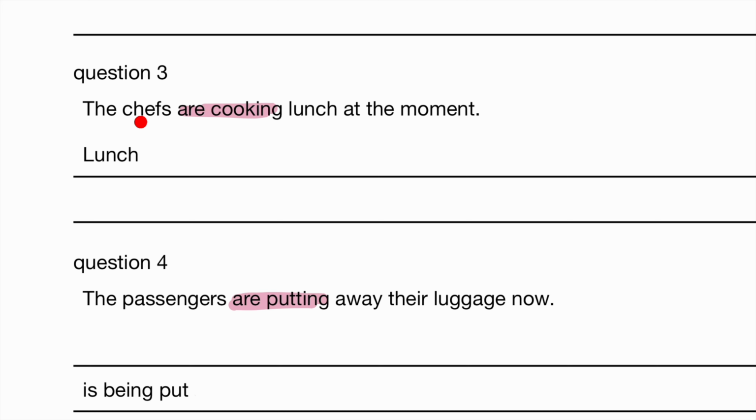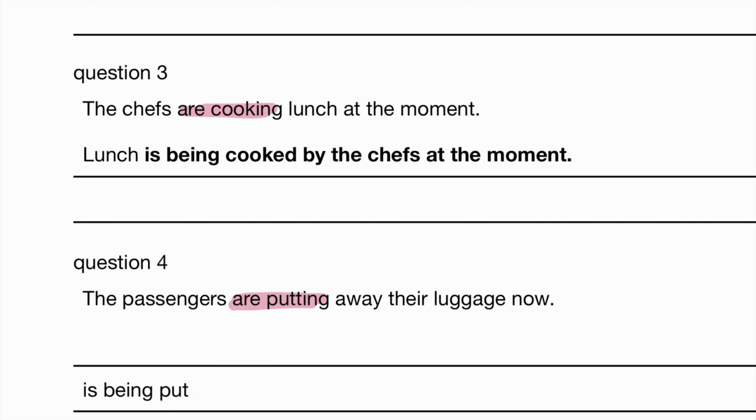Question 3. The chefs are cooking lunch at the moment. Chefs are cooking. So this is active now. We are converting it to passive voice. So there are many chefs, hence are cooking. But what about lunch? Lunch is singular, isn't it? So what's the answer here? Lunch is being cooked by the chefs at the moment. Now, lunch is singular, therefore is used.